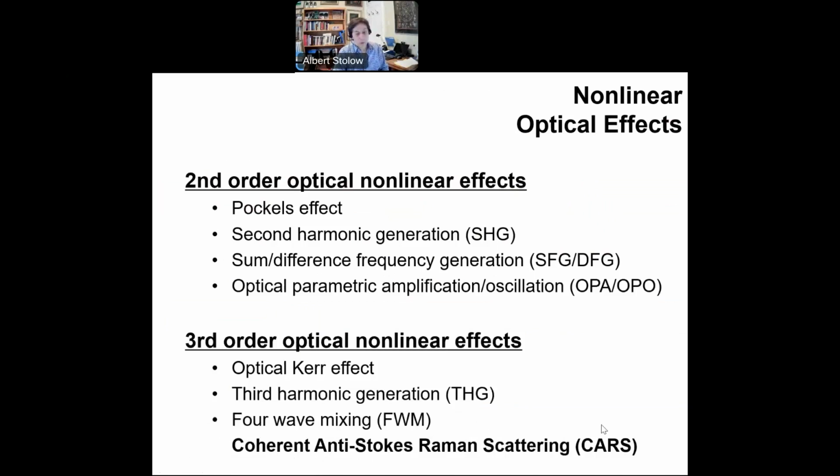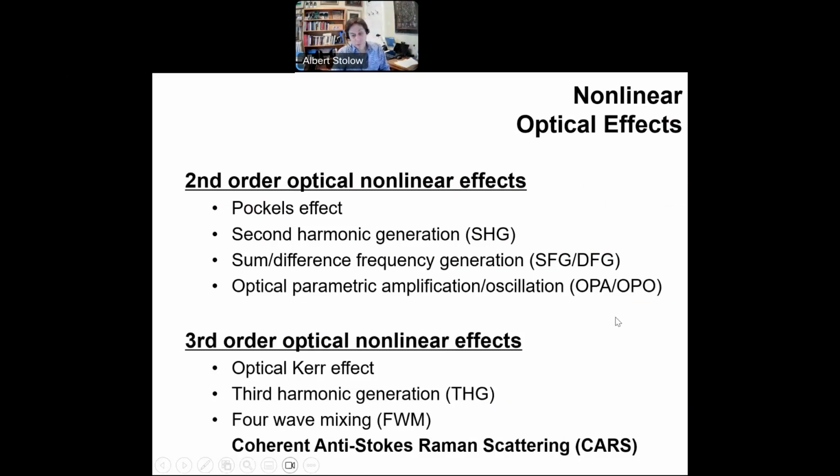There are second order nonlinear optical effects that go like the square of the electric field. Probably the most famous one is second harmonic generation. But second harmonic generation is a special case when the two colors are the same. The more general case is when the colors are different and you get sum and difference frequency generation. And there are some other effects, such as the Pockels effect.